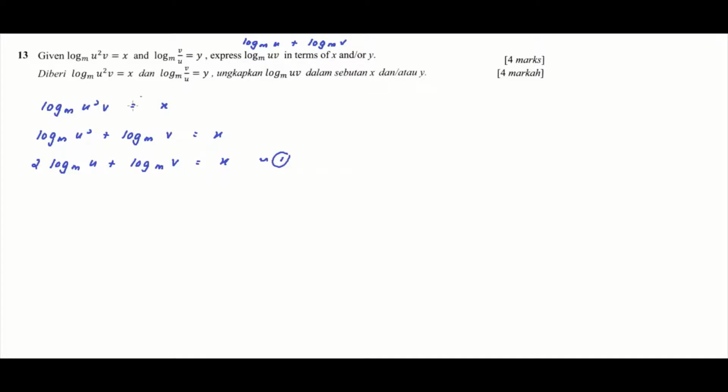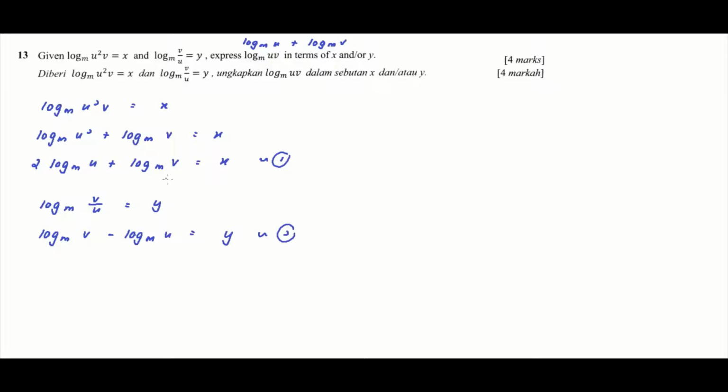So now I'll continue with the second one. So I'll have log base m of v over u equal to y. Okay, so for this one, I'm going to do the same thing. So this is a over b, right? So it will become minus. Okay, so log base m of v minus log base m of u will be equal to y. So from now, you see that I have these two equations. So what we are trying to do now is make an equation that only consists of u and then equals to what, then after that v equals to what.